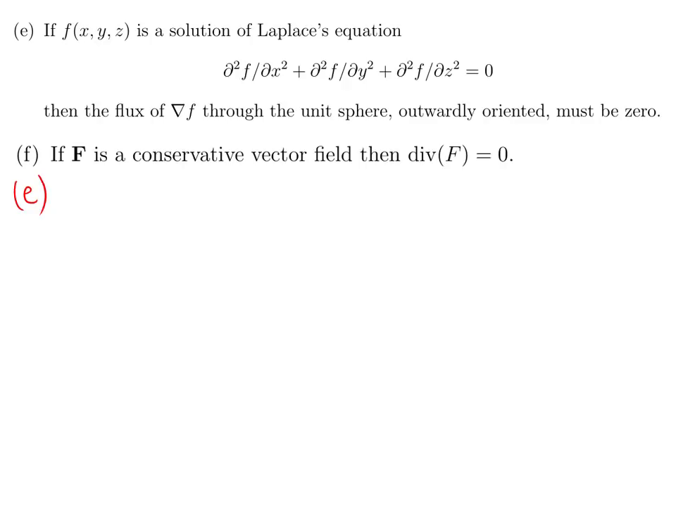So it says that if f is a solution of Laplace's equation, so Laplace's equation is a PDE that we looked at for the midterm, then the flux of the gradient of f through the unit sphere, outwardly oriented, has to be 0. Okay, so this seems kind of bewildering at the outset. It's saying if f solves some PDE, then the flux of the gradient, which is some concept that we encounter much later in the course, through some surface is 0.